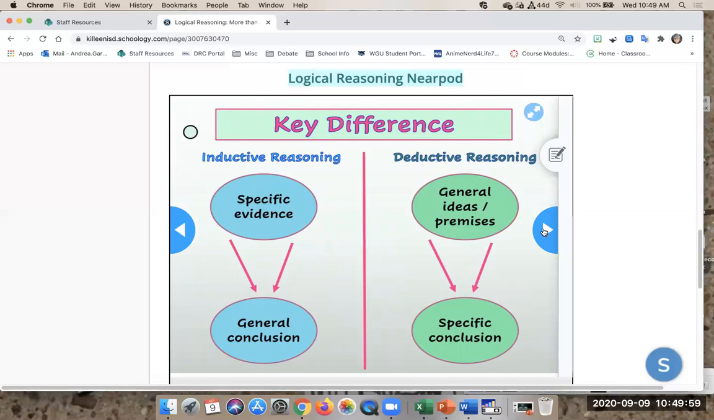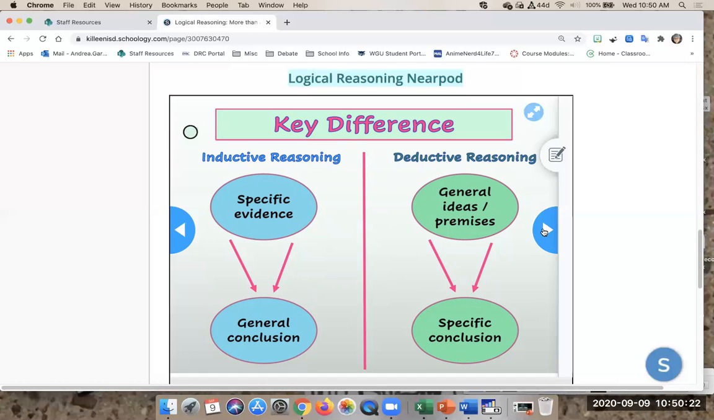So the key difference, inductive reasoning. We start with specific evidence. What does specific mean? Exact, yeah, like exact. Very narrow. Specific evidence to create a general conclusion. General means broad, okay? So we have inductive.